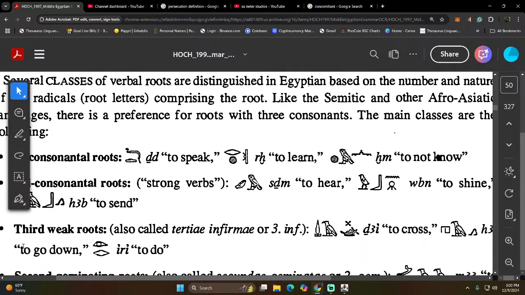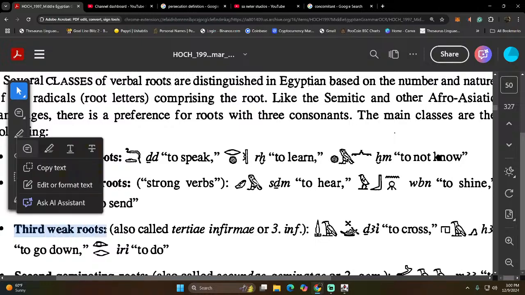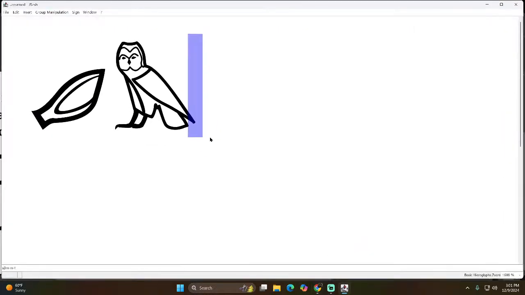Look, third weak roots. It simply means the third consonant is weak, so in some instances, it falls off. This is why we're even out of pocket calling... I mean, you could say pert M-Heru, but it would have to have a Y in there, because to come forth is not the same word as a house. Now, pert M-Heru, let's talk about that. Y'all know that as the Book of the Dead, and let me prove it right now.